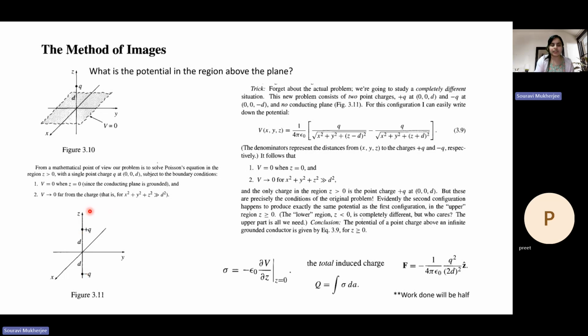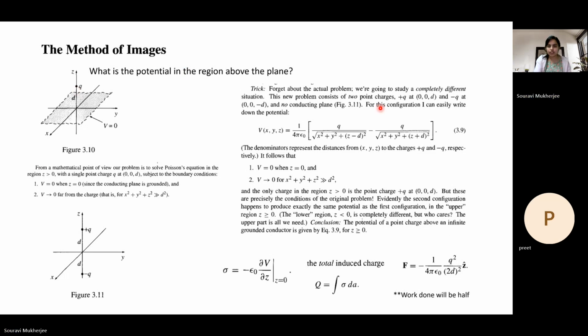What is the potential anywhere in this plane? So if you take a point X, Y, and Z, you just take the distance from the individual point charges. So this is your expression of potential, right? This expression of potential, which just involves these 2 point charges, is actually the same as finding the potential for this condition where you have one charge and one conducting grounded plane.